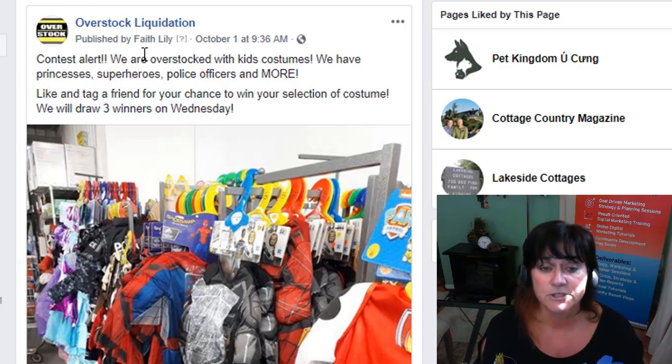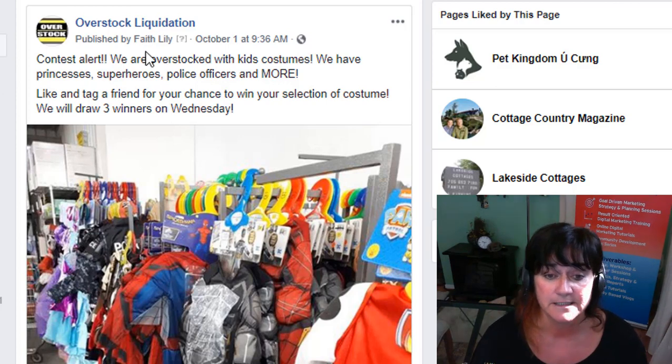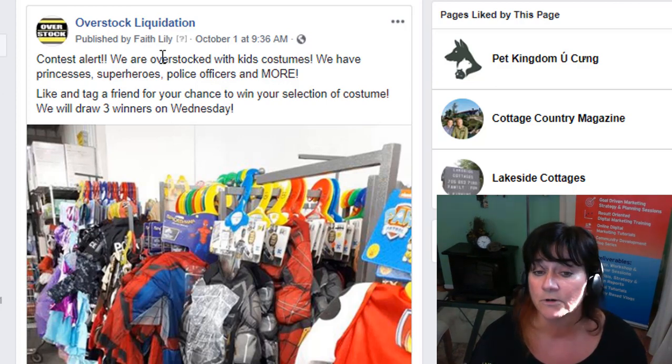For overstock liquidation, we have a weekly contest, and what we do is we always look around to see what they have too much of that week. So what we're trying to do is sell more of that. And so there's a contest, and it always says contest alert. We're overstocked with kids' costumes. We have princesses, superheroes, police officers, and more. Like and tag a friend, and get a chance to win.